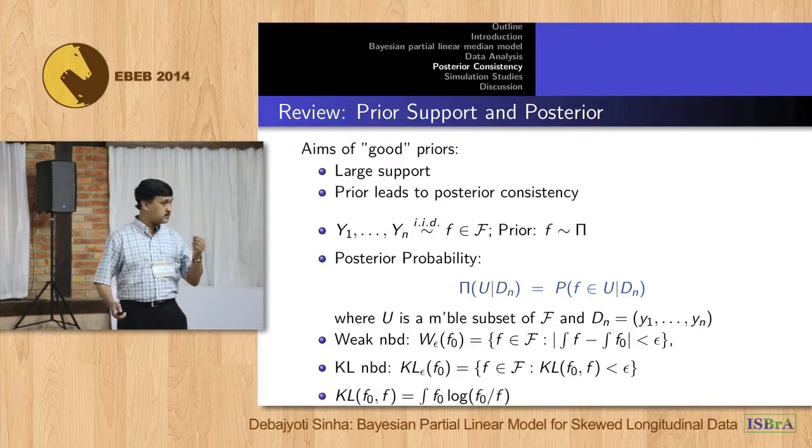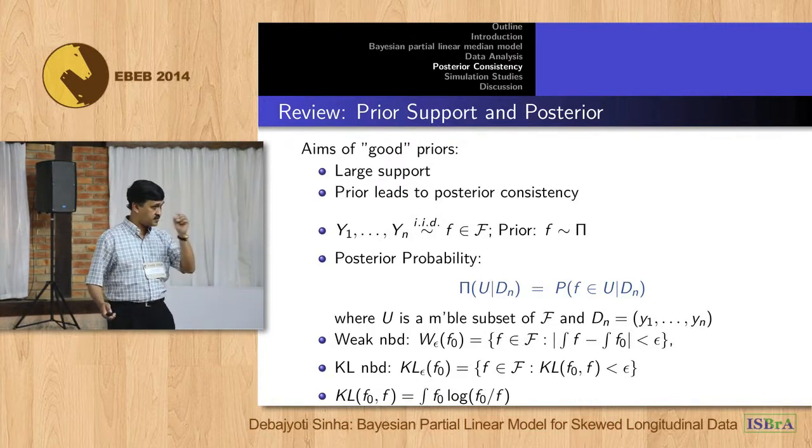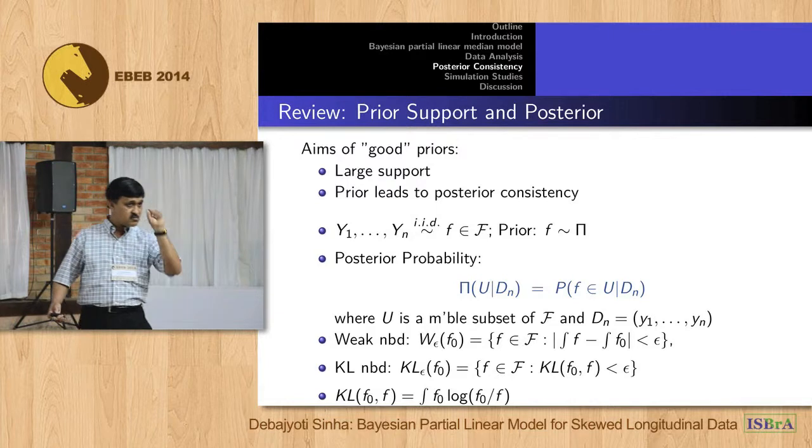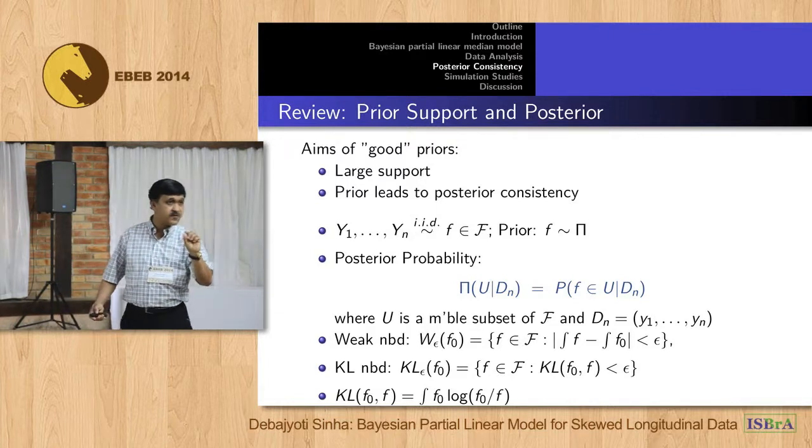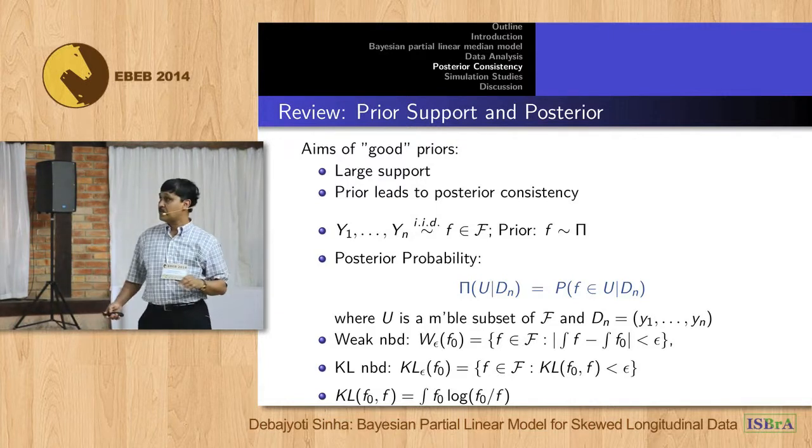Now, how do you know that two things are close to each other? Because there are three components here: H, the error distributions F, and then beta. Each one of them needs an appropriate distance. For error distributions, this is the distance we use: the integral of the absolute value has to be less than epsilon.